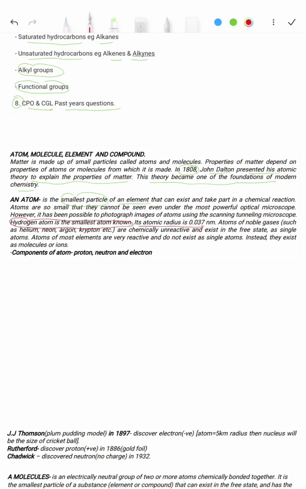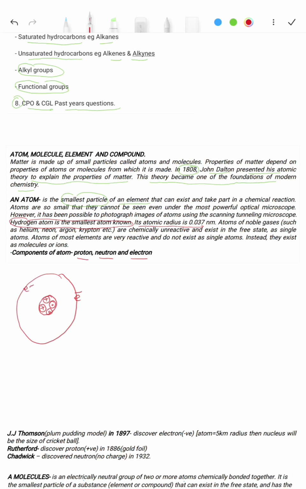Components of atom. Atom consists of proton, neutron, and electron. So if I draw the structure of atom, it will be like this. This is the atom, and inside it has the nucleus. The nucleus will have protons, which have positive charge, and neutrons, which are neutral, zero charge. And outside it are the electrons.